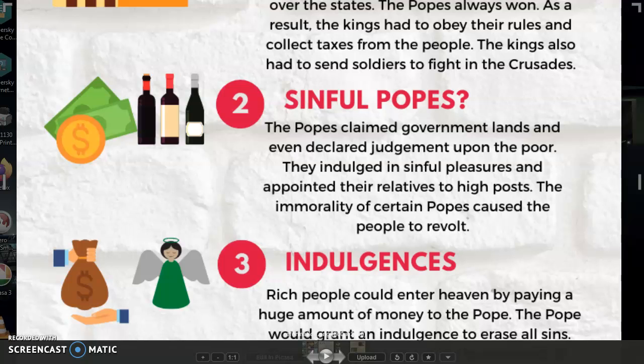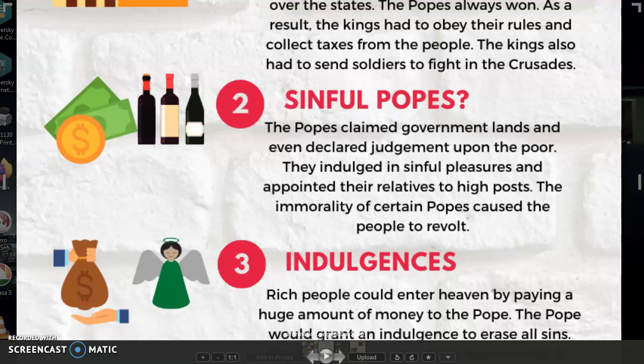For example, a man who stole a piece of bread out of hunger was skinned alive, and this was called flaying. The popes indulged in sinful pleasures and appointed their relatives to high posts. Giving favoritism to relatives is called nepotism. The immorality of certain popes who were often drunk caused the people to revolt against the popes.